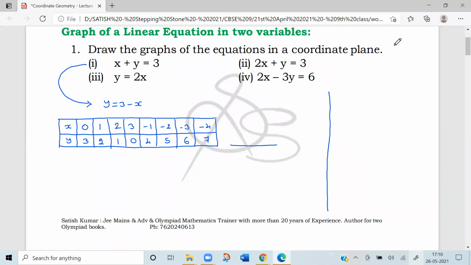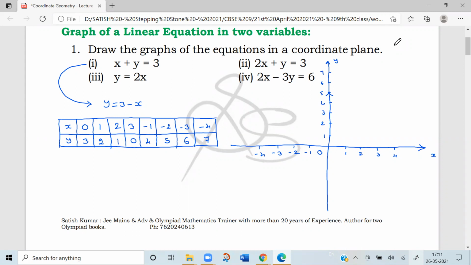If you have graph paper, use the graph paper directly. On the x-axis: 1, 2, 3, 4, minus 1, minus 2, minus 3, minus 4. On the y-axis, we need up to 7. So 1, 2, 3, 4, 5, 6, 7. Now, let us plot the ordered pairs.